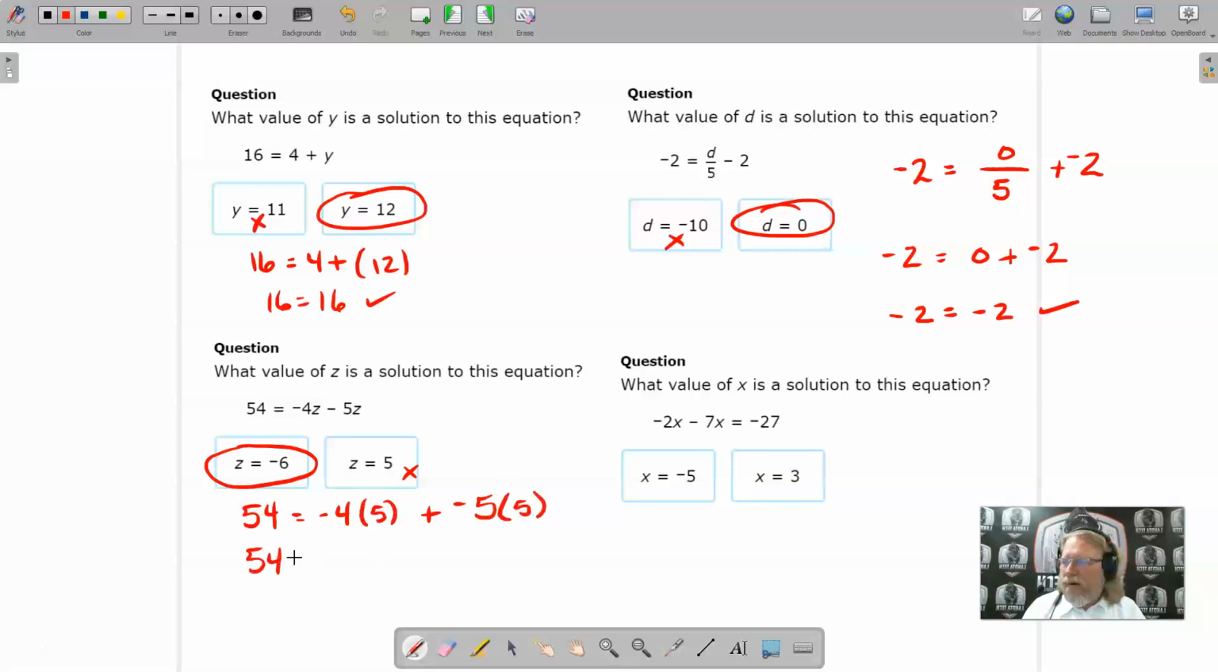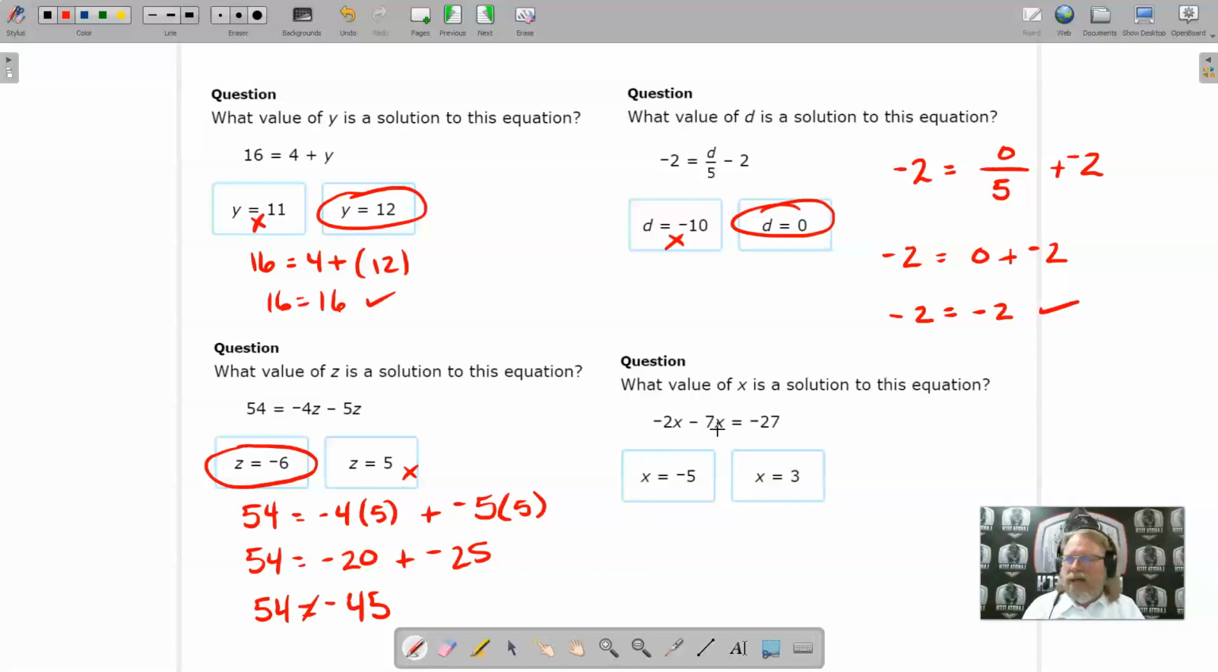So I'd end up with 54 equals negative times positive is a negative, and 4 times 5 is 20. And then add to that negative times positive is a negative. 5 times 5 is 25. So I would have 54 equals negative 20 plus negative 25. Well, they're both negative, so they're going to get more negative. And so that's going to be a negative number. And 20 plus 25 is going to be 45. So is 54 equal to negative 45? No, those two are not equal. So again, that one would not have worked. On to the next one here.